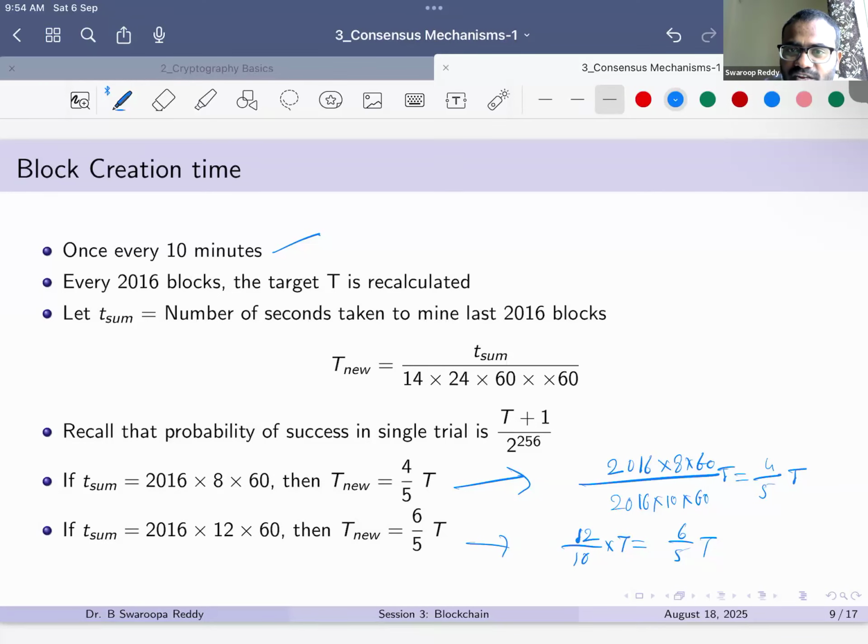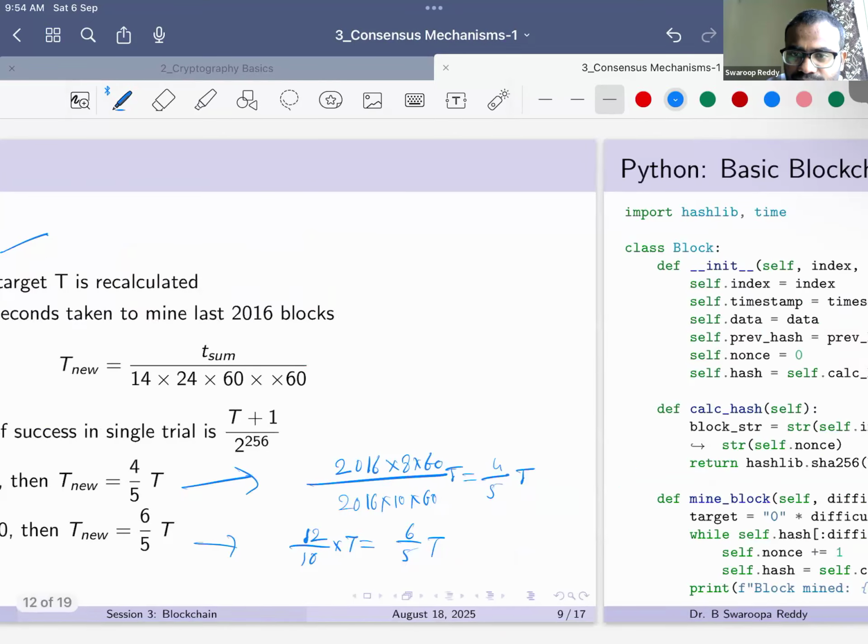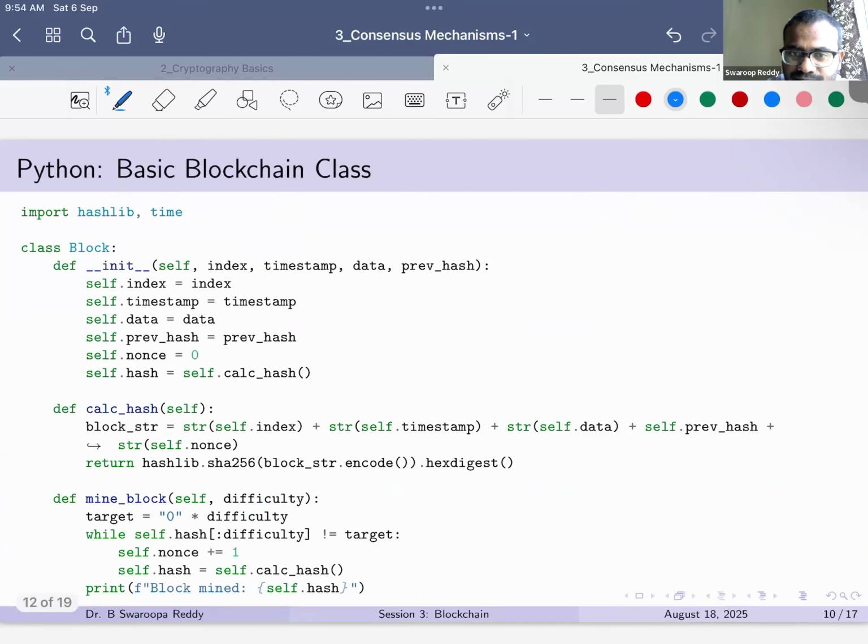This target t value will be adjusted something like this by calculating the time taken for the last 2 weeks of blocks. In the 2 weeks, it generates 2016 blocks. Is it fine? Yes, sir.